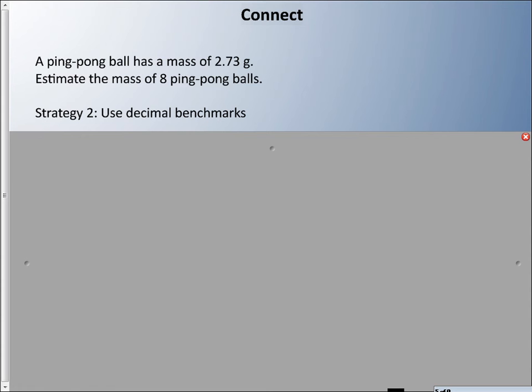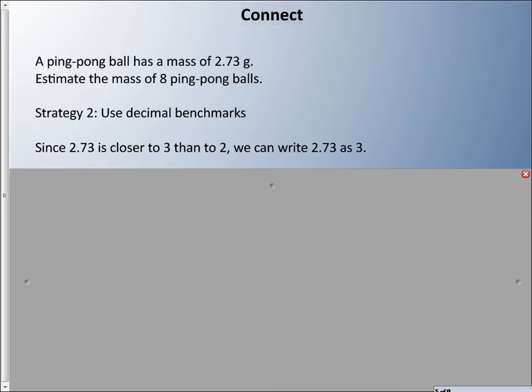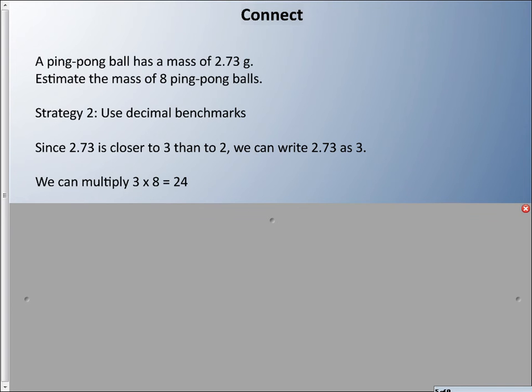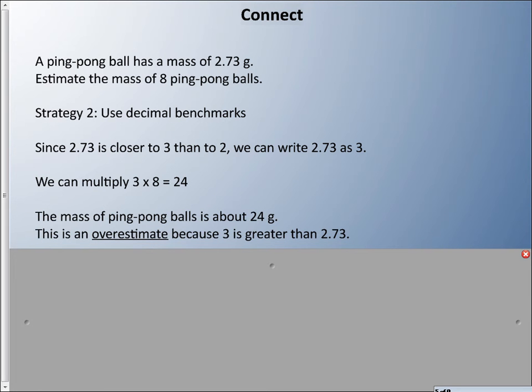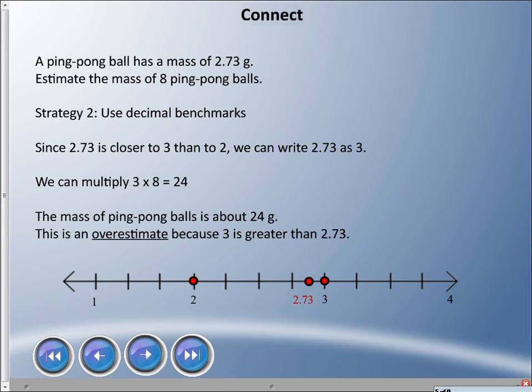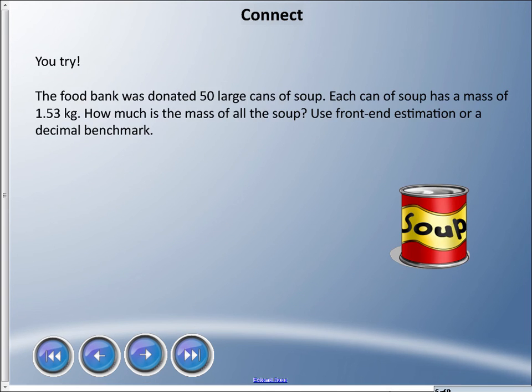Okay, well, let's go back to our problem here. Let's use something called decimal benchmarks. Since 2.73 is closer to 3 than 2, we can just use the number 3. And so we can multiply 3 times 8, and that equals 24. So we're saying the mass of the ping pong balls is about 24 grams, and we call this an overestimate because 3 is greater than 2.73. Okay. And I did a little number line there, and you can see that 2.73 is indeed closer to 3.